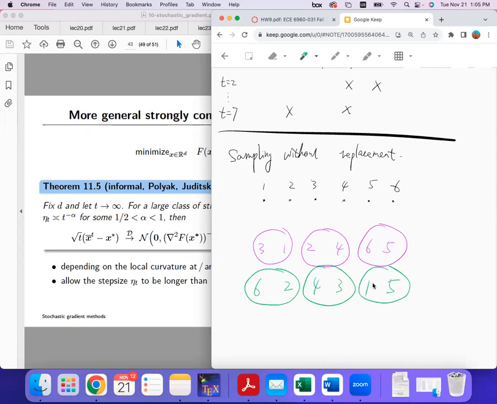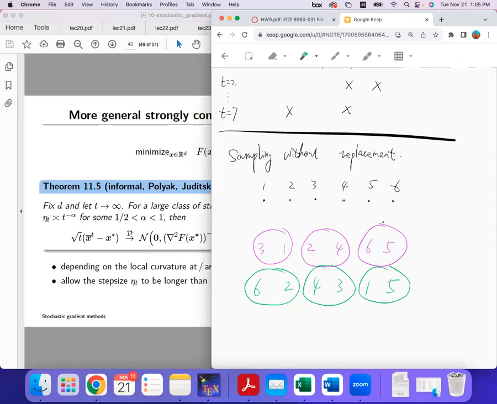Okay, and the nice thing about this sampling is that it is called sampling without replacement. Why? Because in the first iteration you sample 1 and 3, and then in the second iteration you will never use 1 and 3. You pick another 2 samples from the rest of the data points, so you get 2 and 4. And then in the third iteration, you will never use 1, 3, 2, 4. You will only use the remaining 2 data points, 6 and 5. So you never put them back. This is called sampling without replacement.